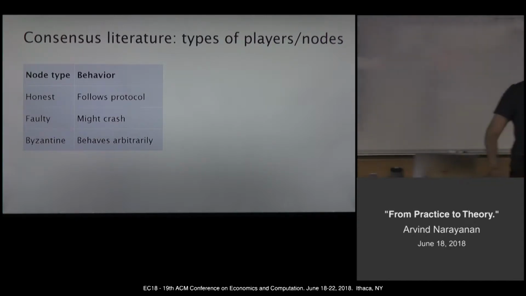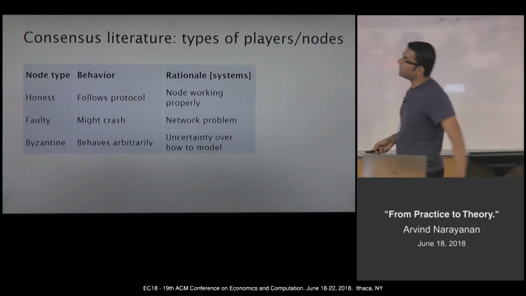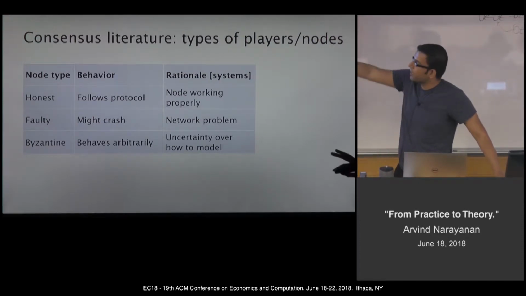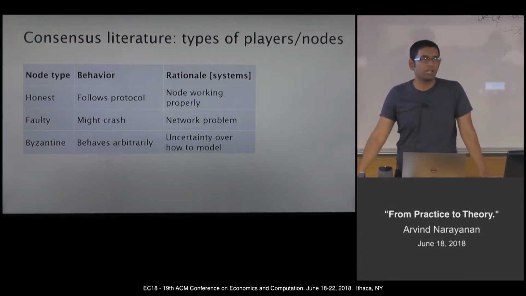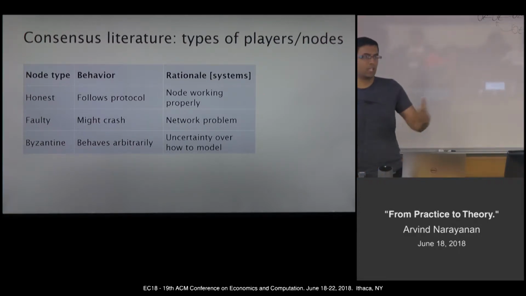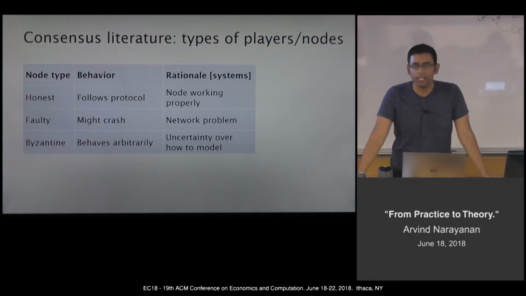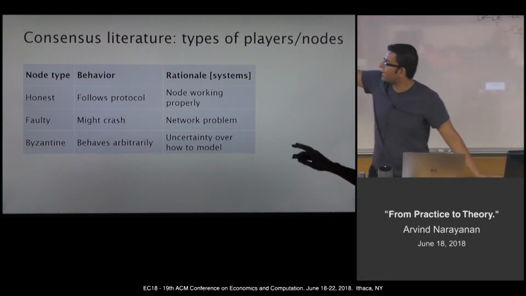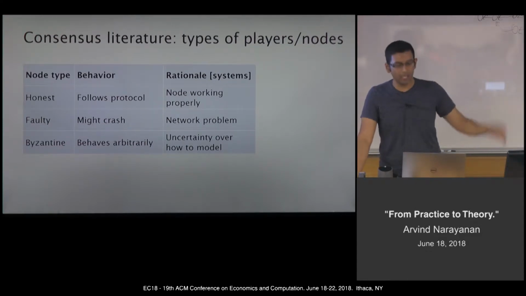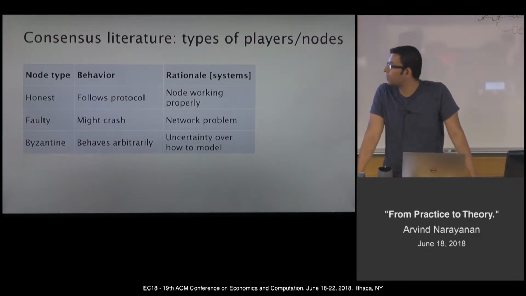So that was the origin of these models. And in the distributed systems literature, the rationale for these 3 groups, the so-called honest nodes that follow the protocol, are supposed to be nodes or computers where the software is working as intended, it has not been corrupted, it has not been hacked, for example. And then you might have nodes that are suffering a network problem and therefore might go offline, might not communicate with the rest of the nodes.